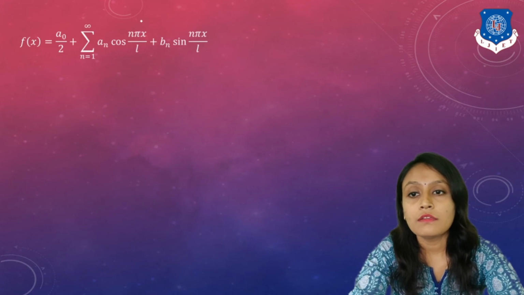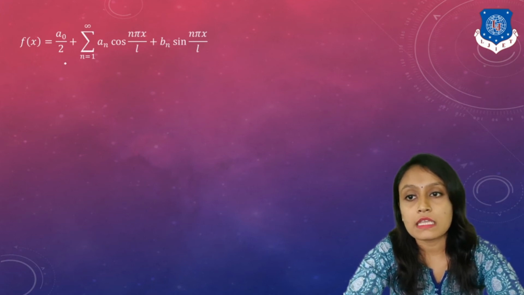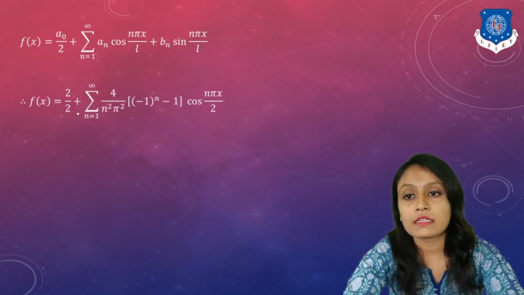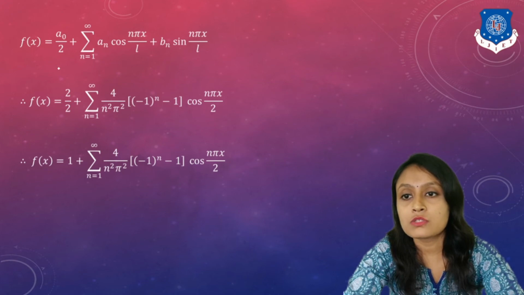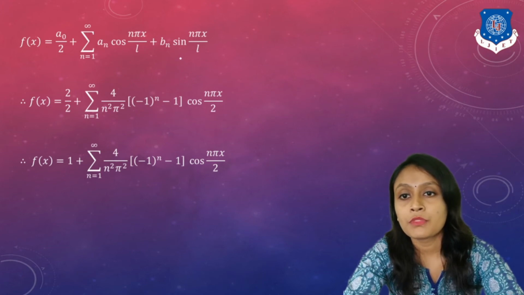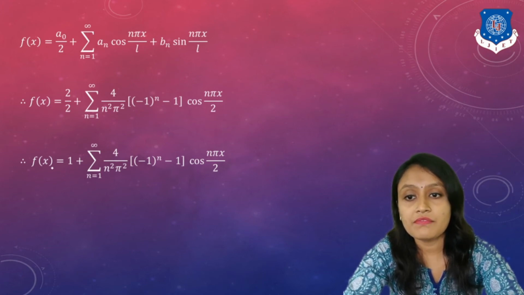Now the formula for fx is a0 by 2 plus summation n from 1 to infinity of an cos n pi x upon l plus bn sin n pi x upon l. Substitute the values of a0, an and bn in this to get the final answer. A0 we know is 2, so just substitute 2. This is the answer of an, and bn we know is 0, so this term is gone. Just simplify it, and here you have the final answer for the function fx.